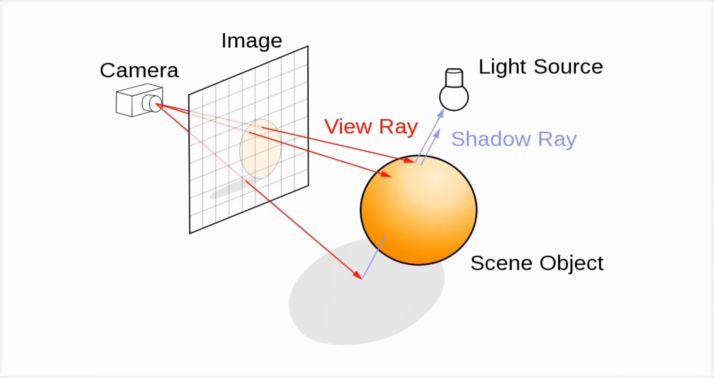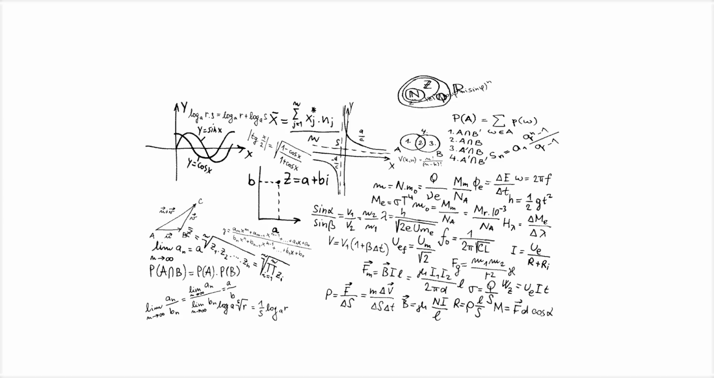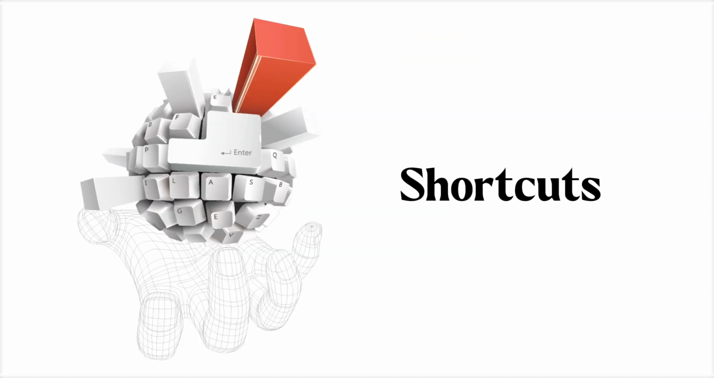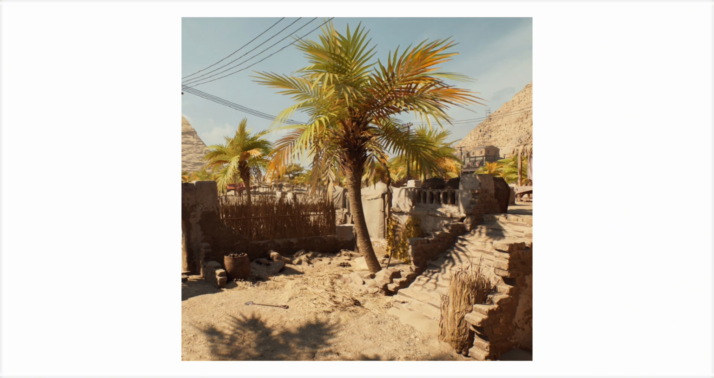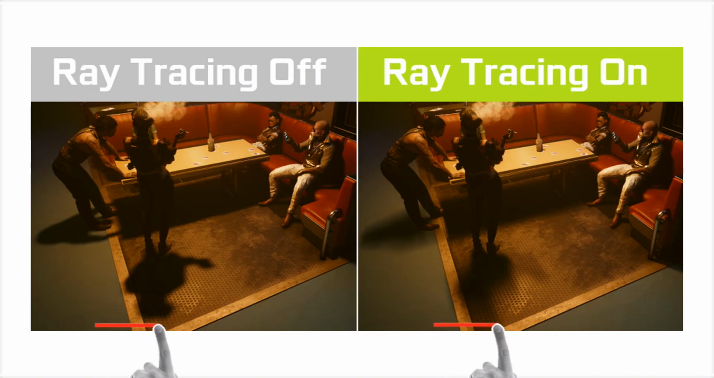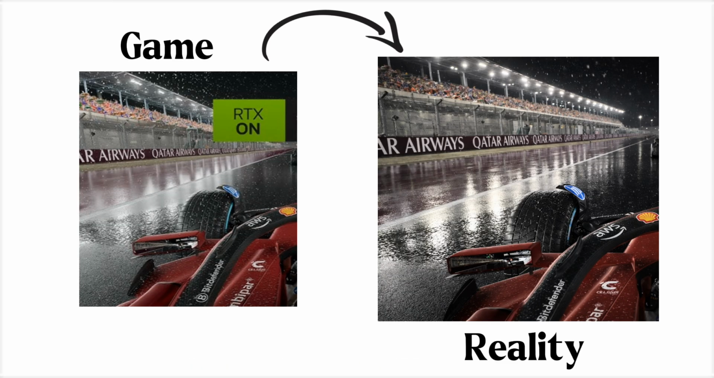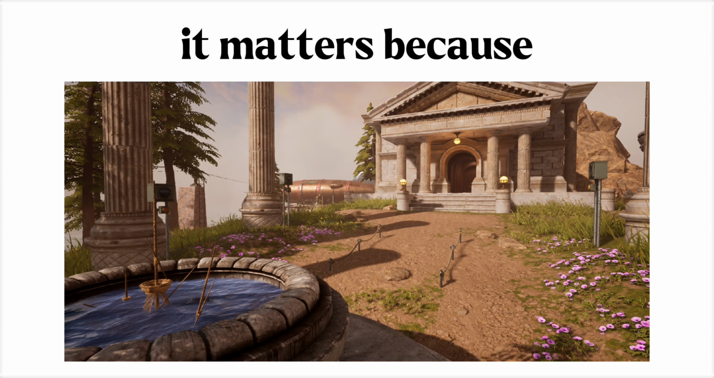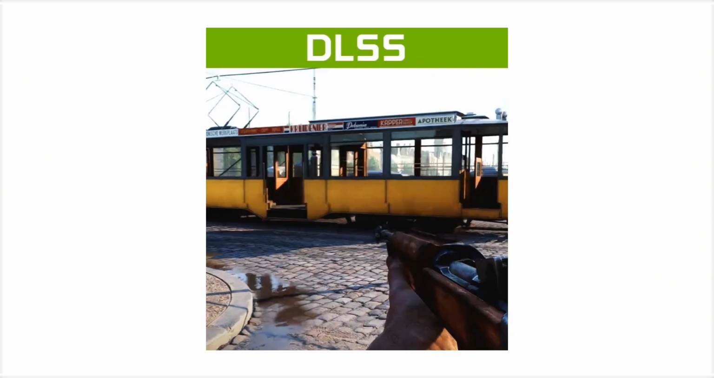Ray tracing. Ray tracing is a graphics rendering technique that simulates how light behaves in the real world. Instead of simply calculating lighting with shortcuts, it traces the path of individual rays of light as they bounce off surfaces. This allows reflections, shadows, and lighting to look far more realistic than traditional methods. It stands out for creating cinematic visual quality in modern games. It matters because it brings video game graphics closer to the realism seen in films and high-end visual effects.